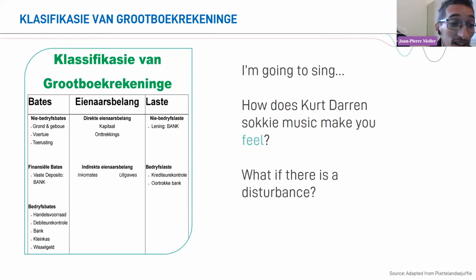So do you see that those are the first four write-ins at your bates that is on the slide. So it's grond en geboue, voertuie, toerusting. And that's all based on a South African folk song that we just used, to show what to write in and where to write in. Now, there's a story for the whole ledger, but I'm not going to sing the whole song now.